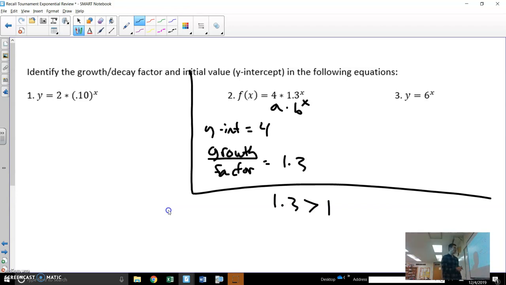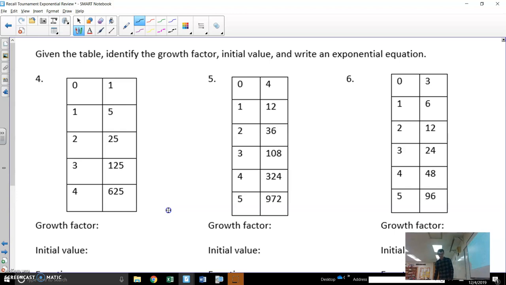This one I wanted to do because it's a little trickier. There's an invisible 1 in front of that, and that's not 16 now. That's like 1 times 6 to the x. There's your a, there's your b, and there's your x power. So I want you to try to do the same thing, identifying the y-intercept, and then whether that's growth or decay.